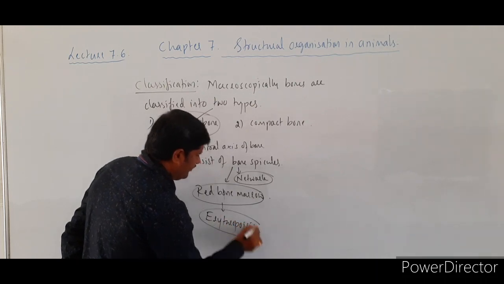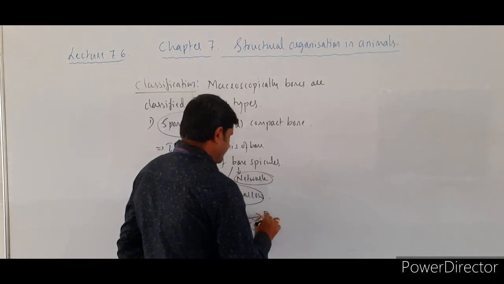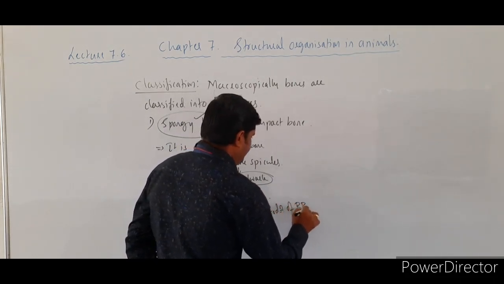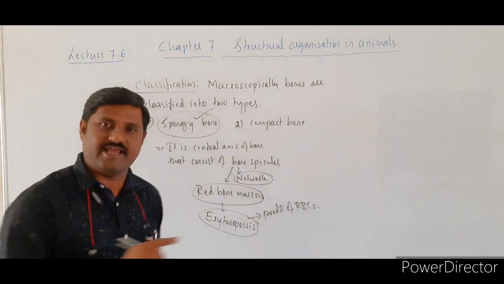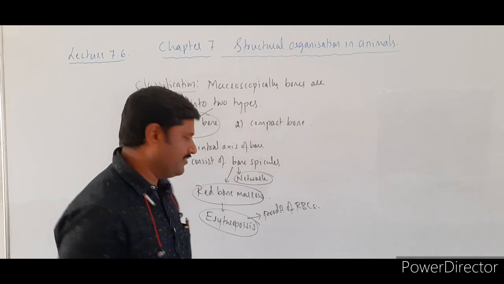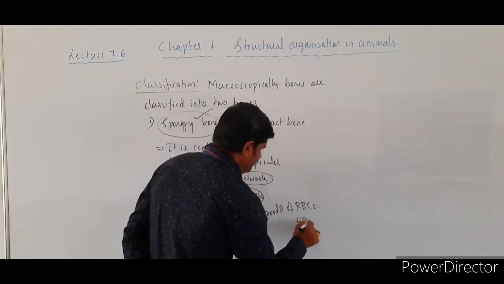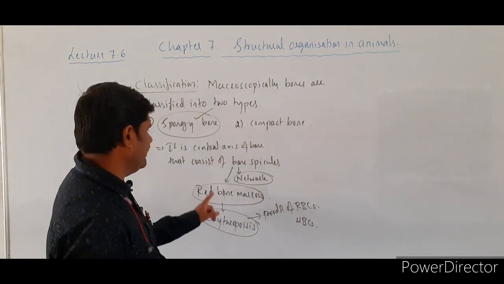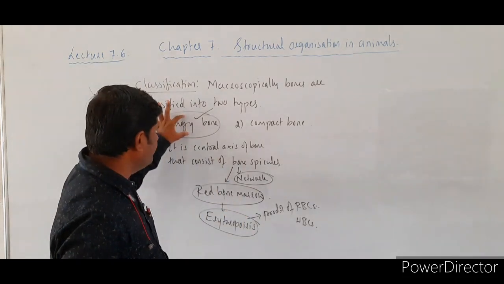Erythropoiesis. What do you mean by erythropoiesis? Erythropoiesis is nothing but production of RBCs, right? Erythra means red, right? Production of RBCs, and along with that, production of WBCs also takes place here in this bone marrow, in this part of the bone.